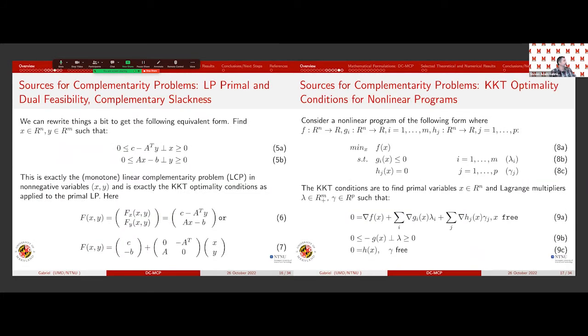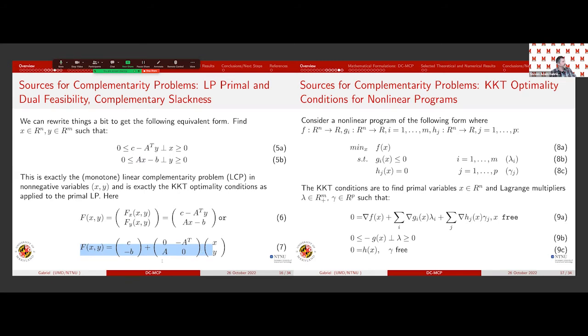And then in fact, if you wrote that out a little bit more carefully, you can rewrite the linear programming primal and dual problem as a complementarity problem, where you have the dual feasibility complementary with the primal variables, primal complementary slackness, primal slack complementary with the dual variables, or you could write it out in terms of a matrix, and this is the F function involved.